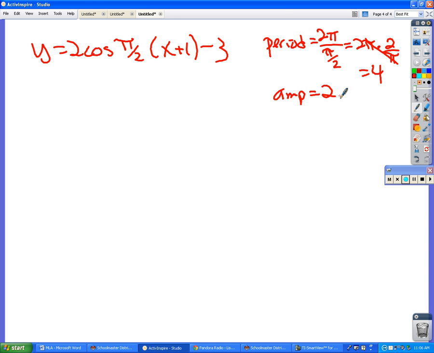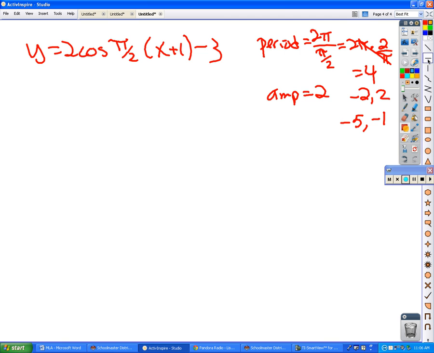But it's been shifted down 3, right? So instead of going between -2 and 2, if it's been shifted down 3, I have to subtract 3 from both of these. It's going to go from -5 to -1. That's the range, isn't it? That's the range, yep. You want to ask me how I got that? No? Fine. Okay.